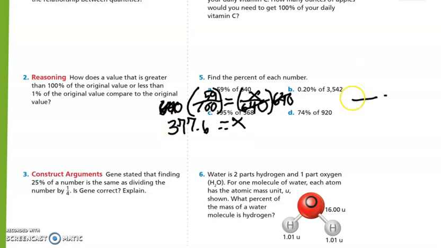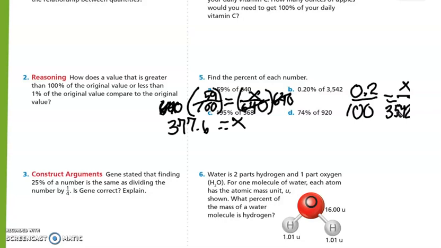So for part B, that will be 0.2%. So you're going to keep it 0.2 over 100. We don't know the part. That's what we're finding. And this will be the 3,542.